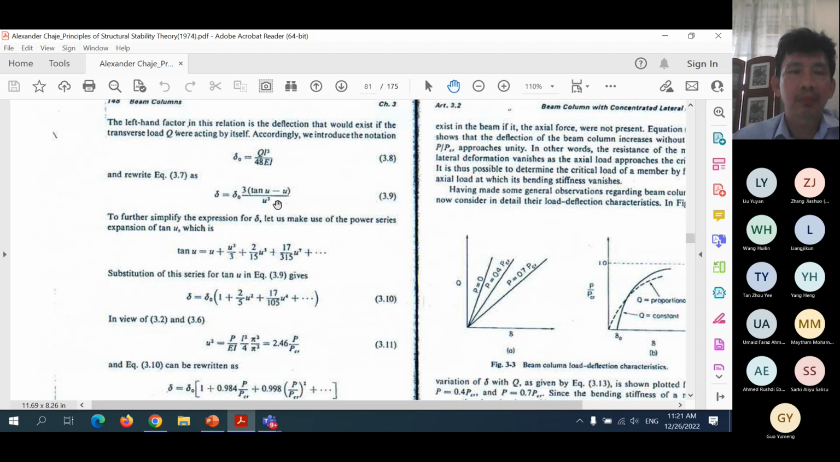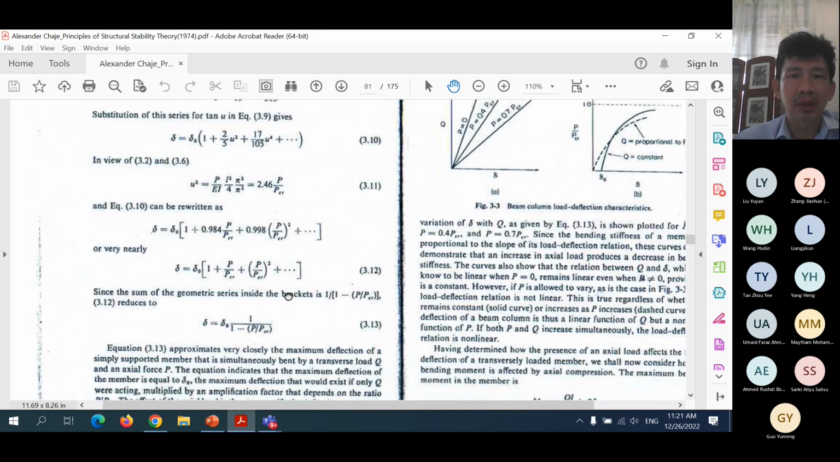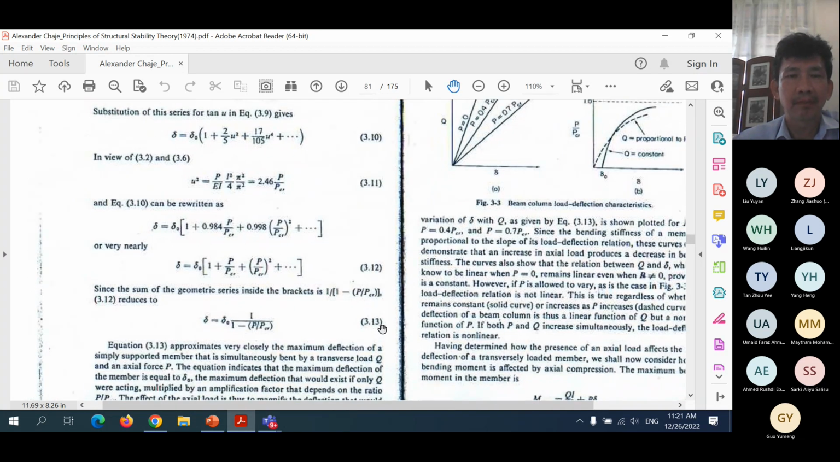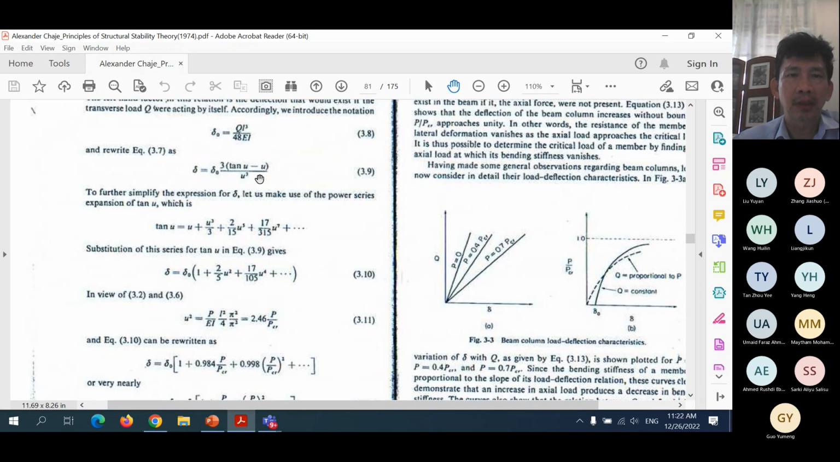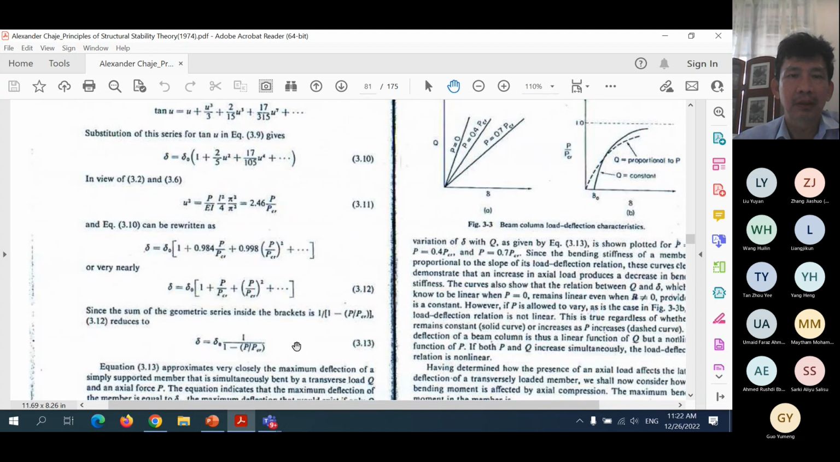Here, the next series of process is to get to equation 3.13. Why do you want to get to this equation? In this equation, you can see the term P over P critical. If we can make this appear in the equation, then we can get a better picture of what happens when P increases. If you compare these equations, they are both actually the same thing, just that we do some manipulation and some approximations. We get from here to here.